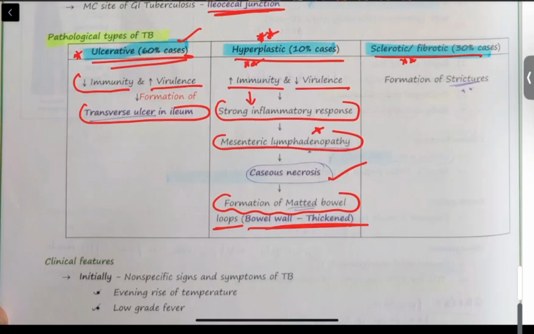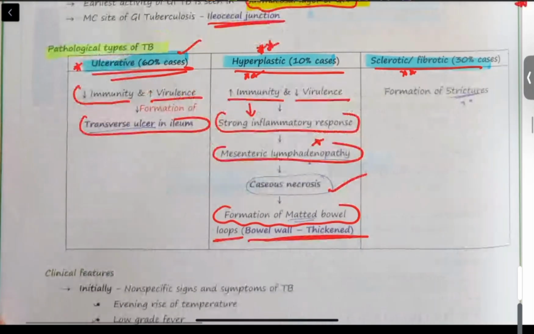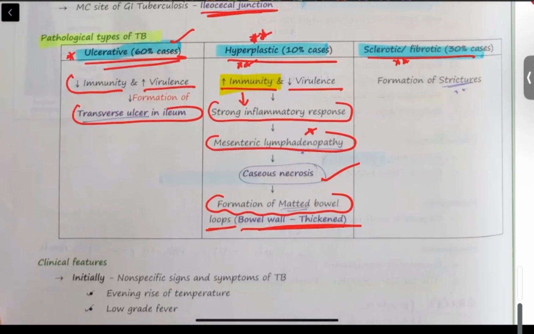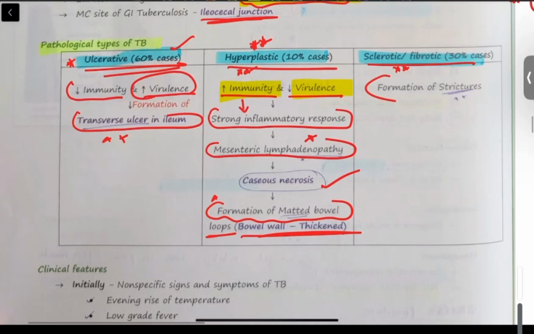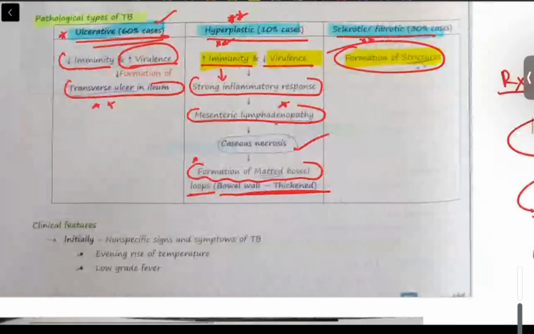In case of hyperplastic TB, what's happening is because of our own immune system rather than virulence. The immune system is doing more damage than the TB bacteria. Because of the strong immune inflammatory response, there will be caseous necrosis and formation of matted bowel, which will lead to a thickened bowel wall. Here it is a case of true virulence. Immunity is less, because of that there is more virulence, and that is leading to an ulcer here. In case of sclerotic or fibrotic, there will be multiple strictures visualized in the bowel. So these were the pathological types of TB.